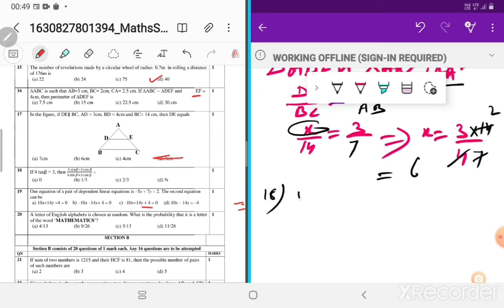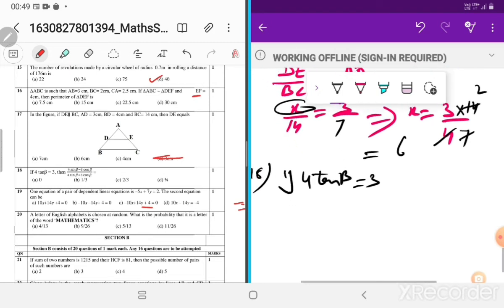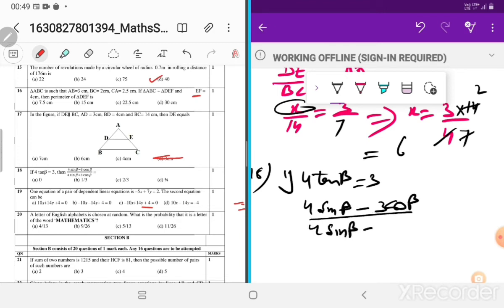It's again very easy. It's from trigonometry, that is 4 tan beta is equals to 3. Then you have to find 4 sin beta minus 3 cos beta upon 4 sin beta plus 3 cos beta. This you have to find out the value of this thing.